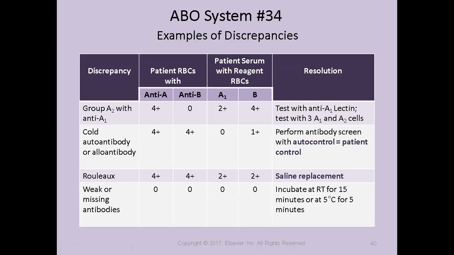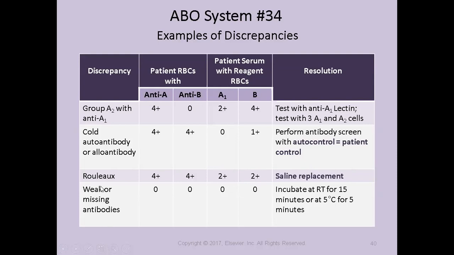So which do we suspect? These, they're weaker. So if we can eliminate both of these, then the forward and the reverse typing would agree. We want to suspect Rouleau because both of these are looking like weaker reactions, so we could do the saline replacement technique that I talked with you guys about before to eliminate those proteins from the reverse typing.